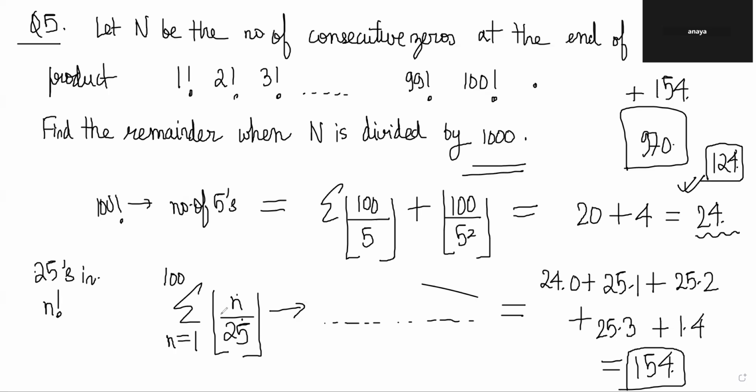That is your answer. And to count powers of 5, or powers of any prime number, you have to do this type of summation. You don't have to actually start counting it. You have to do this summation to figure it out.